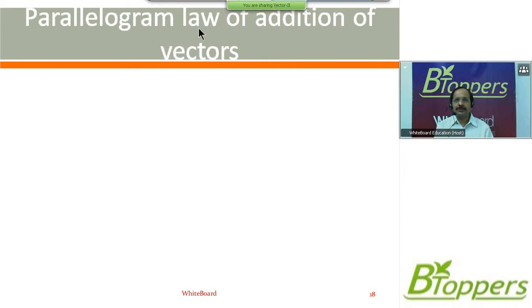To find the resultant of two vectors by using the parallelogram law of addition of vectors, the two vectors must be graphically represented by the adjacent sides of the parallelogram such that the tail of one vector is attached to the tail of the other vector. We can deduce the parallelogram law of addition of vectors from the triangle law of addition of vectors.